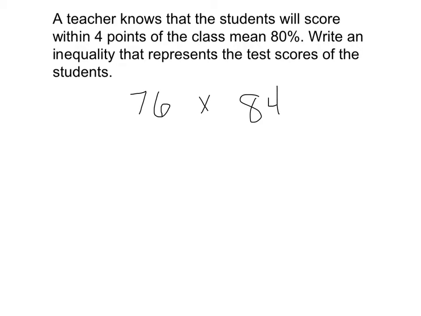X is between them. So you write that like that. So x is between 76 and 84. That would be within 4 points of the average 80.